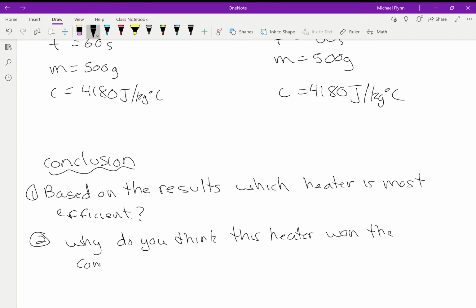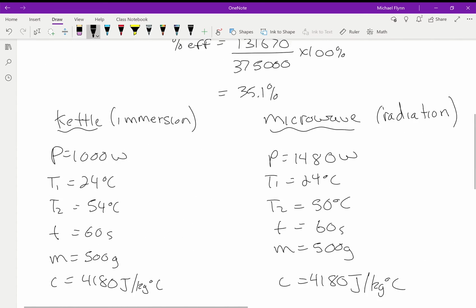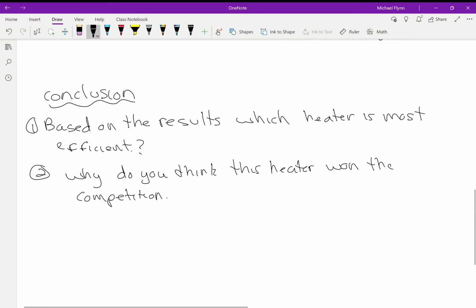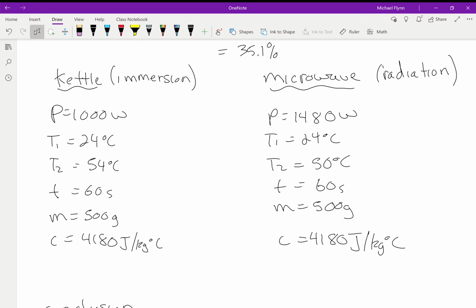I won't spoil the surprise. It's not hard to guess which one is likely to be more efficient in this experiment. Just by looking at the heaters, you can kind of tell. So anyway, there's your experiment, and normally I'd get a full lab write-up for this, but just do the calculations. On the next test, you're going to get problems like this. I'll give you some data, and you have to find the efficiency. It's pretty straightforward. Maybe I'm going to add one more question with this.